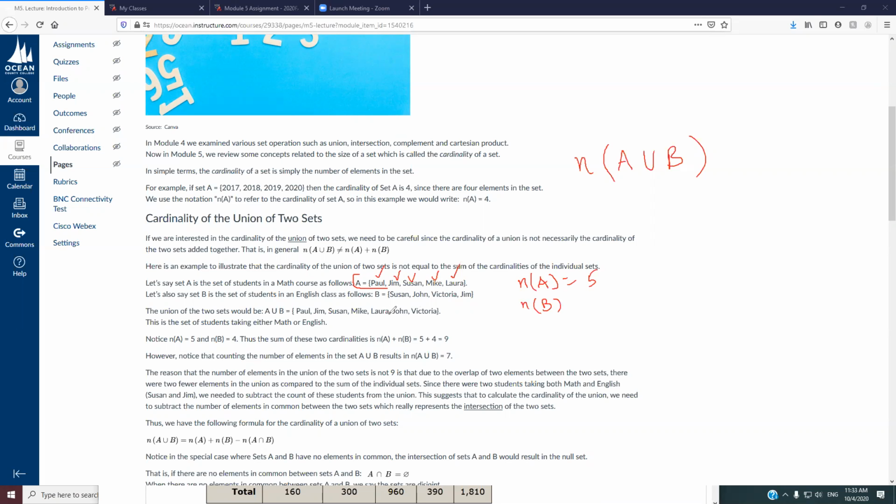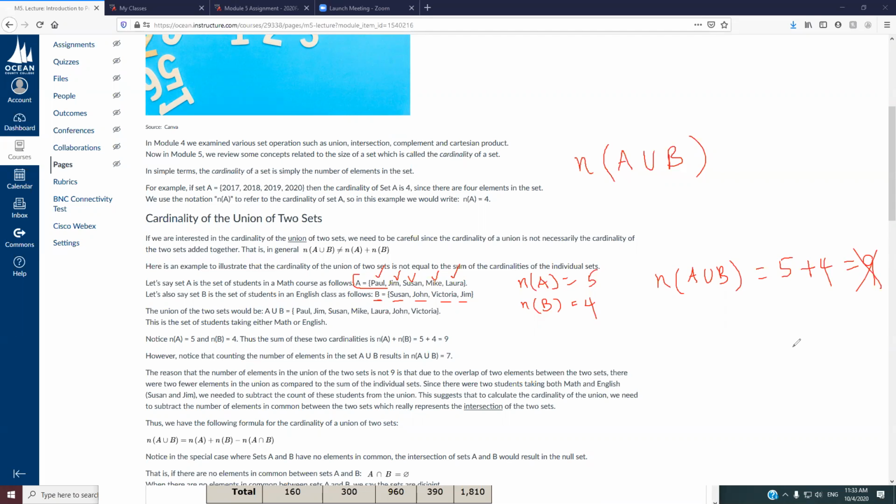5 students taking math. What is the cardinality of set B? These are the students taking English. Well, I can see here in set B, there's Susan, John, Victoria, Jim. That's 4. So I want to know the cardinality of A union B. You might think, well, why don't I just take 5 plus 4 and get the answer 9? Well, it turns out that's wrong.